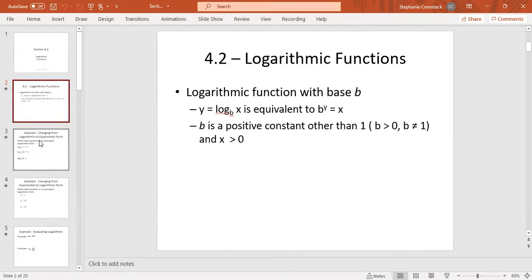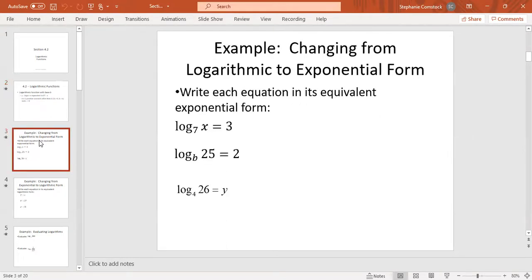So we're going to talk about changing from logarithmic form into exponential form. We're going to talk about how to change these up and move these around. And then we'll also talk about how to get it from exponential into its log format. Okay, so we're going to see several examples here as we're processing.